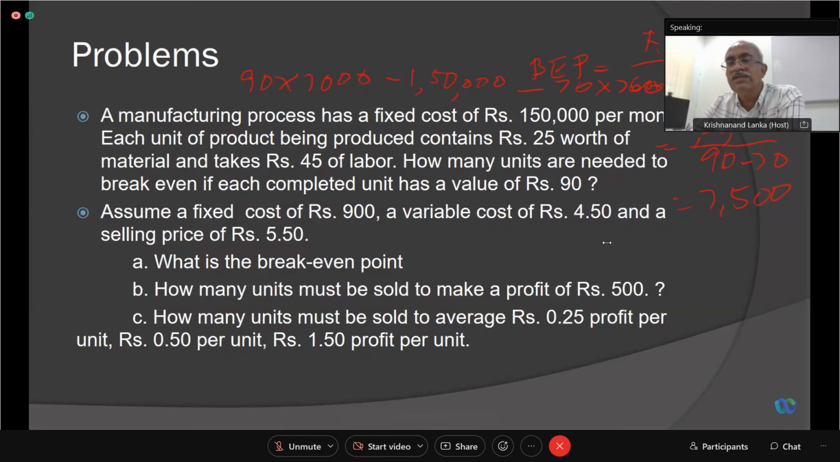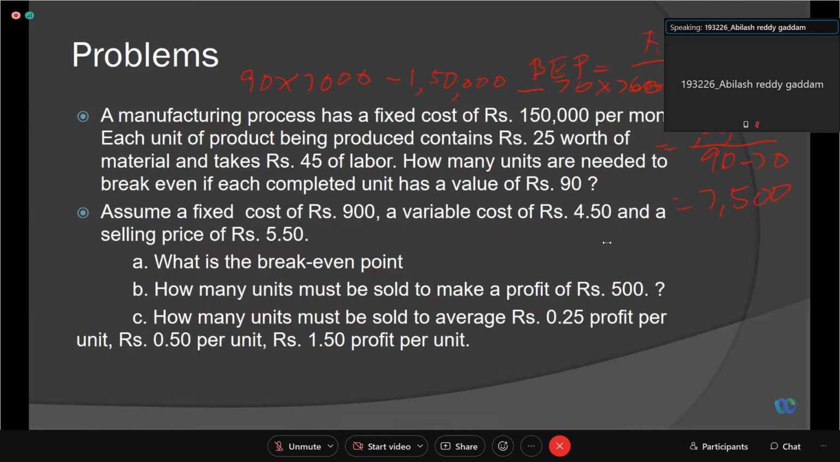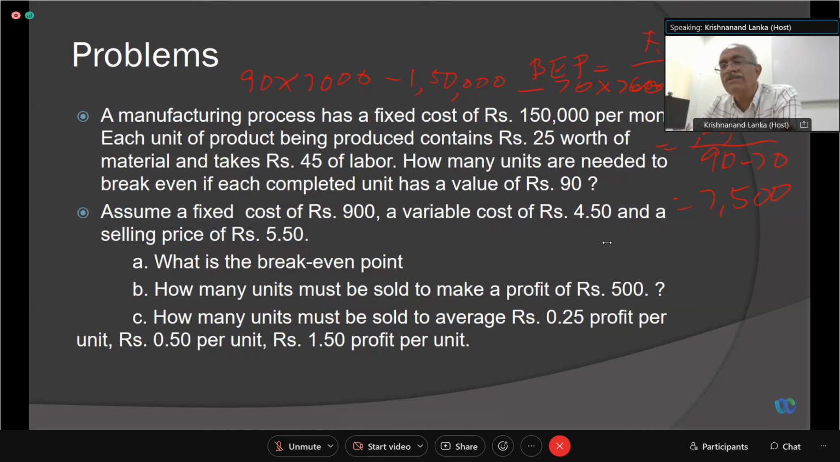It is coming as 10,000. Yes, sir. So that is how we calculate. So 500, so that contribution into that amount, number of units. So are you able to get it?